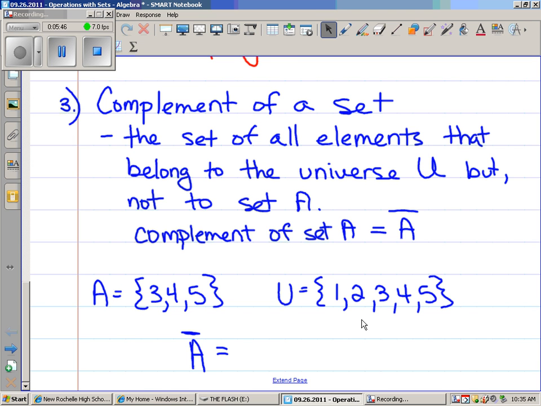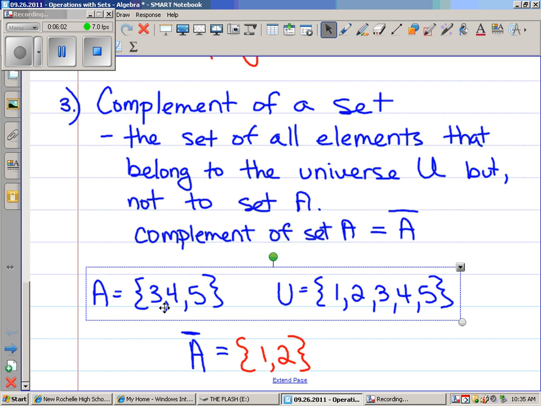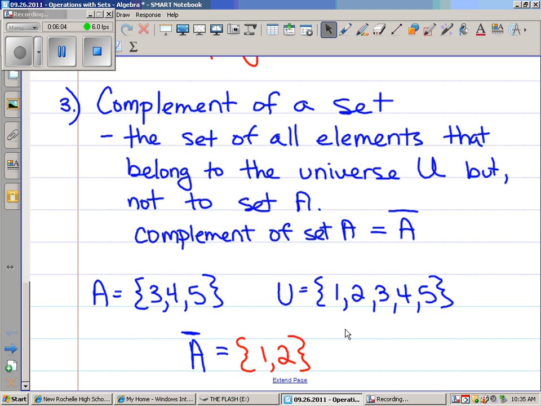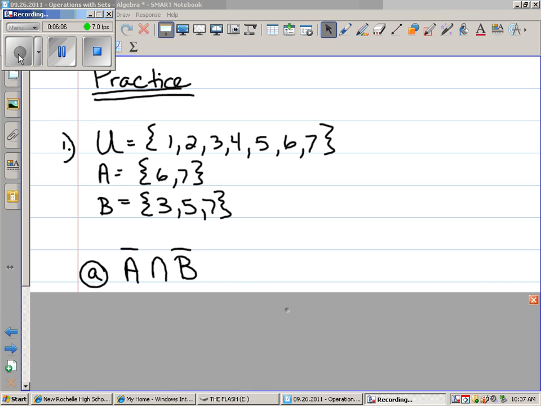1 and 2. Excellent. Yeah, that's the complement of set A, and that's what that little bar means. The complement of set A is what completes her, or him. And in this particular case, it's 1 and 2, because 1 and 2, 3, 4, and 5 create the universe right there.